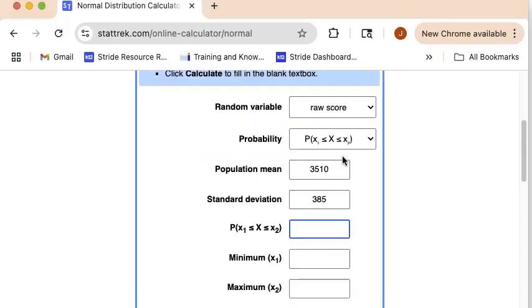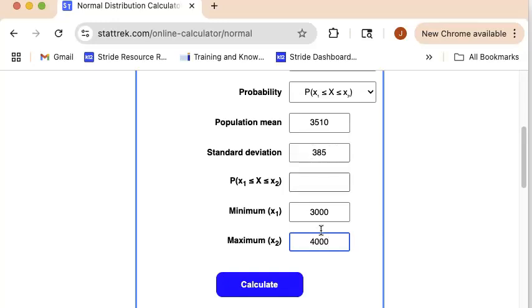So I type these numbers in here, and then our minimum value, remember the problem asked between 3,000 and 4,000. So I'm going to type in 3,000, 4,000. Now the cool thing about this is if you just leave one blank, it'll tell you the rest. So for example, if we wanted, hey, what range starting with a minimum of 3,000 would have 50% of the data, we could put 0.5 in here and then leave that blank. But what we're doing is we want this. So what I'm going to do is I leave that as the one blank. I hit calculate. Boom, I got it.